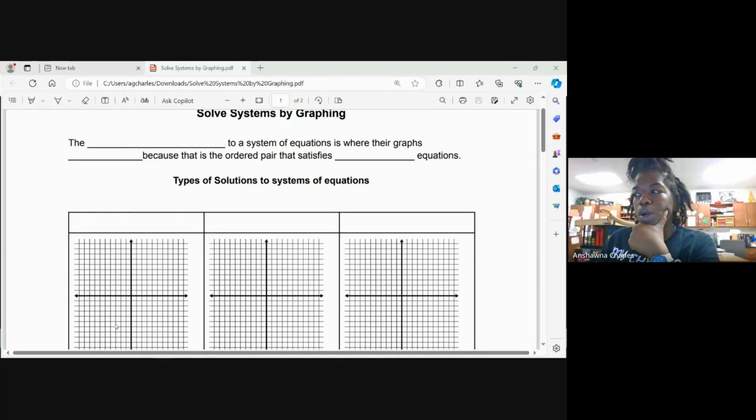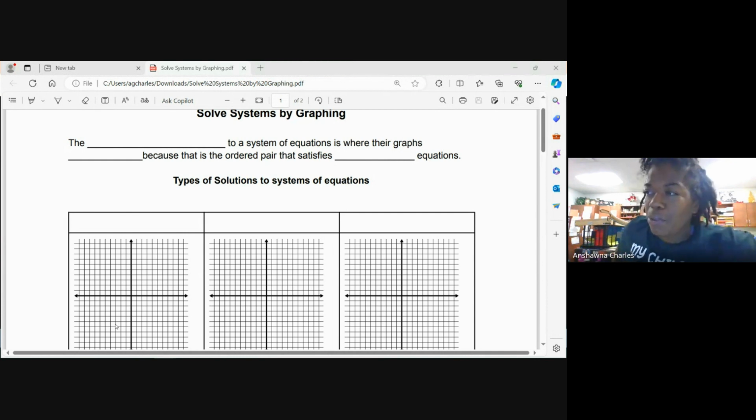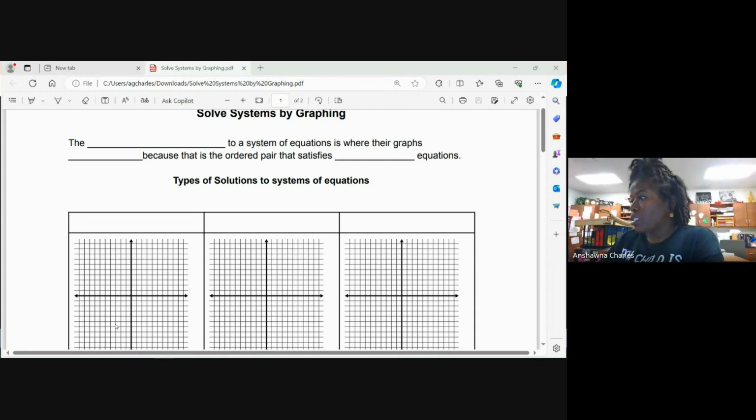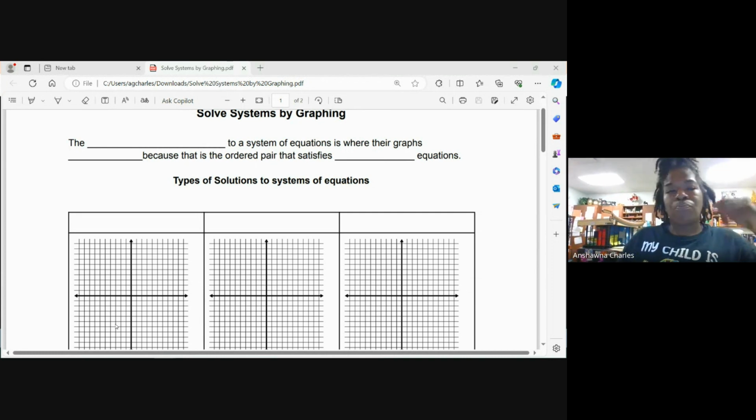All right, so we are going to solve systems by graphing. We just did graphing last time, but we're going to review that while we're talking about systems. So we need to remember what a system is. You should have this sheet in front of you and be writing on it at the same time as me.